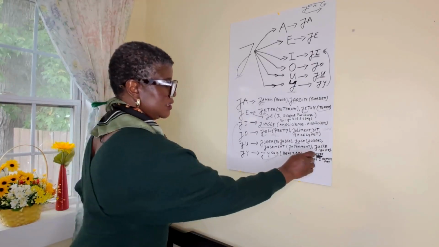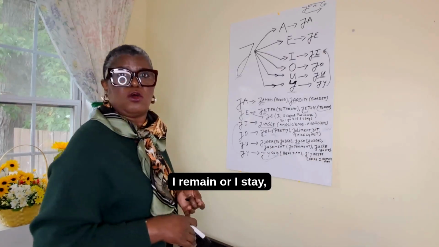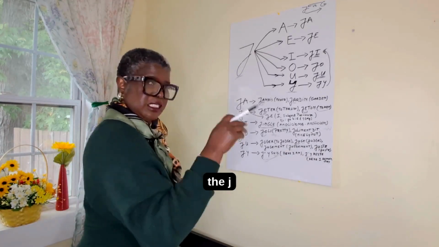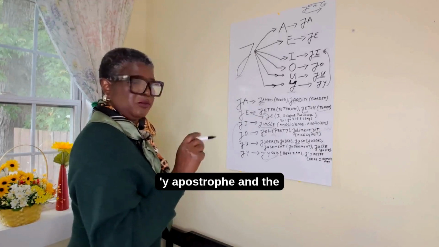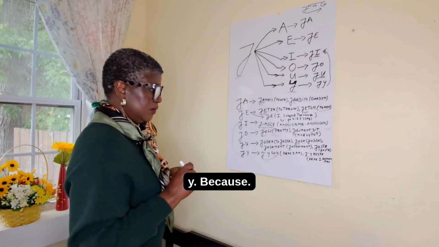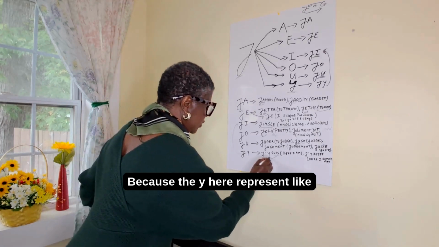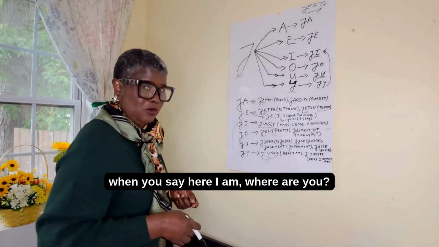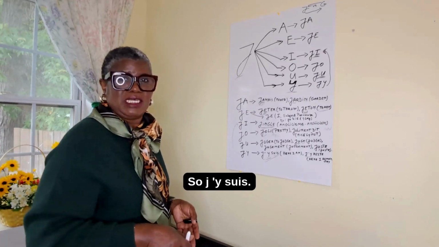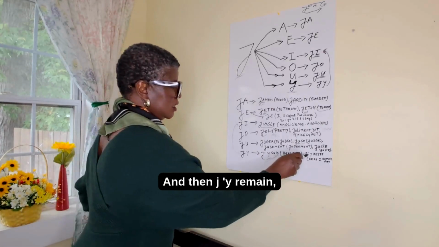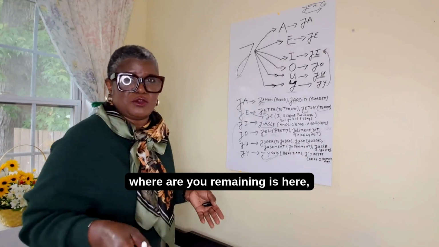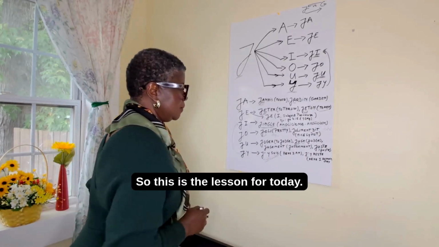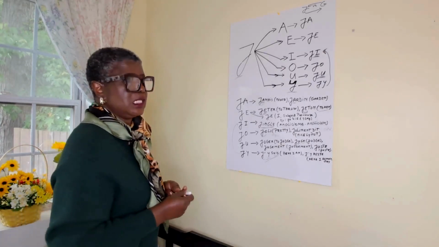or je reste, here I remain or I stay. Okay? So it's that J apostrophe and the Y, because the Y here represents a place. When you say here I am, where are you? You are here. Okay? So j'y suis. And then here I remain. Where are you remaining? Here, which is represented by the Y. Same thing. Okay? So this is the lesson for today.